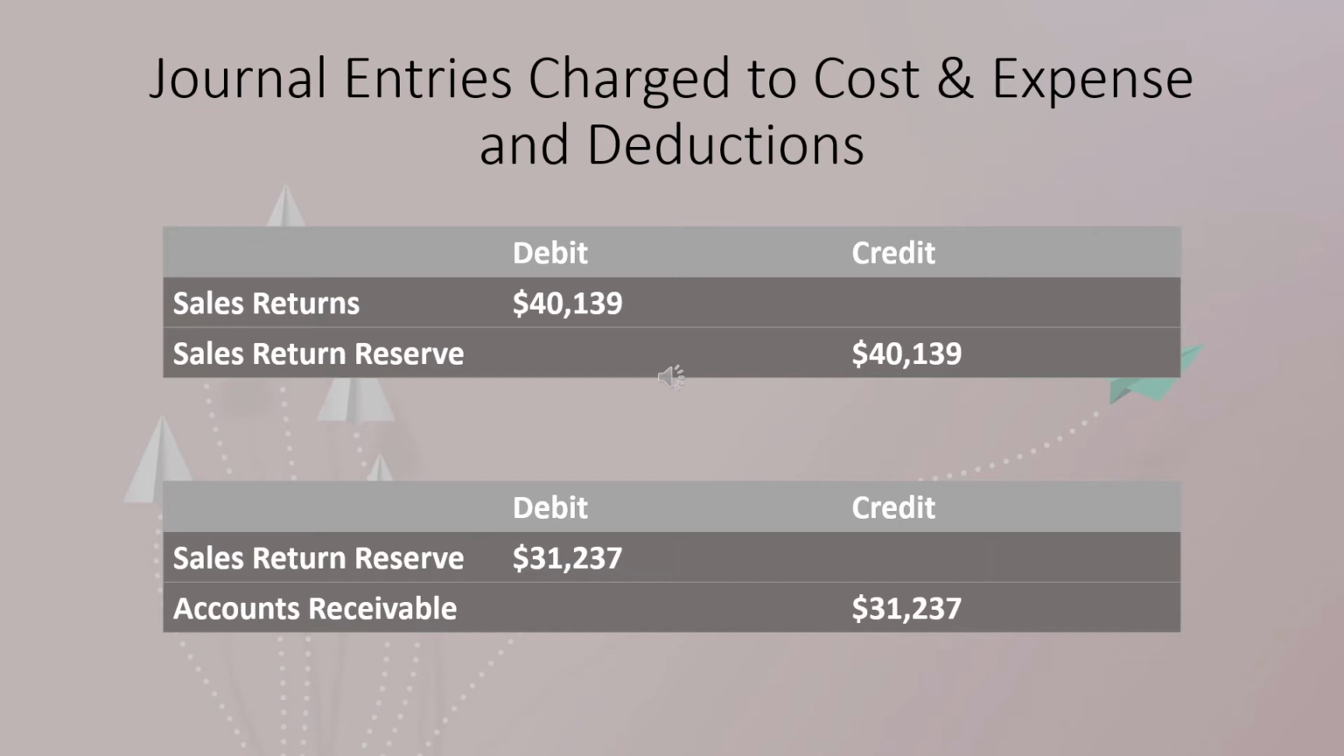And then secondly, you'll notice this next journal entry, I've debited sales return reserve, and then I've credited accounts receivable. And this entry portrays the actual sales return that occurs during fiscal 2010. We reduce the accounts receivable via credit, meaning we debit sales returns reserves since it is a contra asset account.